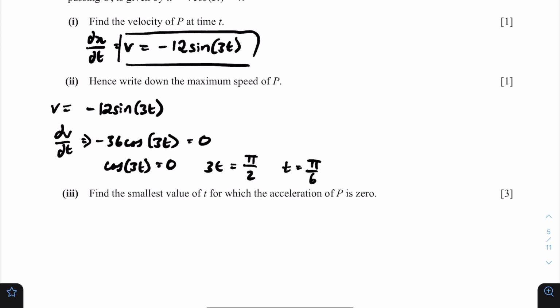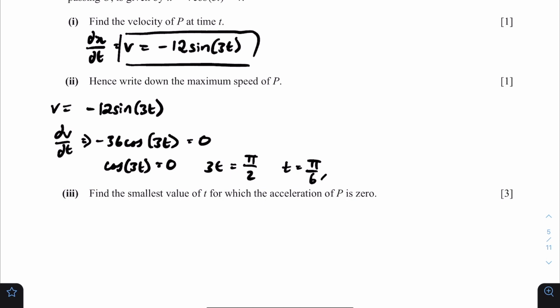So if we substitute pi over 6 into our original equation, we can get pi over 6 is one solution. For the other solutions, let's just write down a range of solutions. So t could equal pi over 2, 3t equal pi over 2. It could equal 3 pi over 2. So therefore, t would be 3 pi over 2.